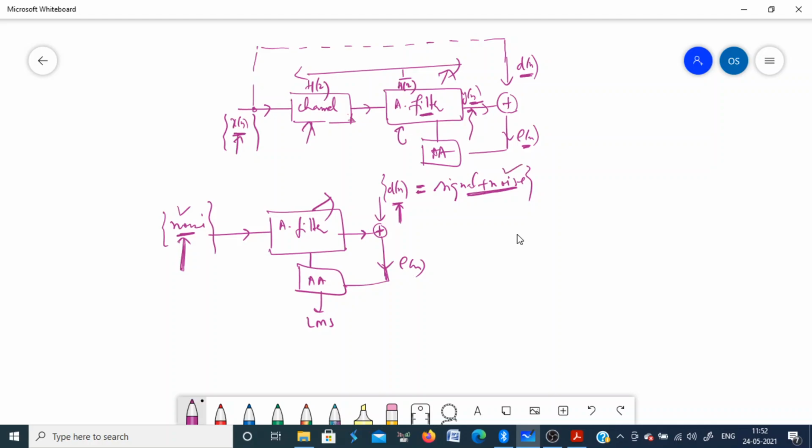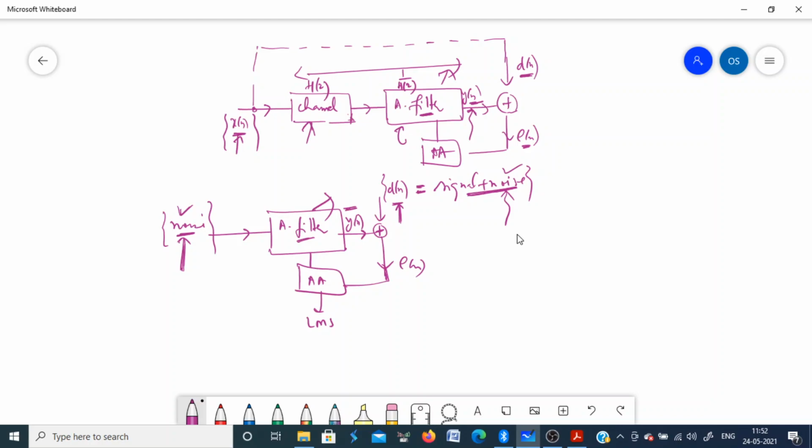So when you apply this noise to this adaptive filter and it changes its filter weights, anyhow it generates the output yn, which is basically a very good estimate of the noise which is present in this signal, so that when they subtract it, the noise gets minimized. This is how it is done.